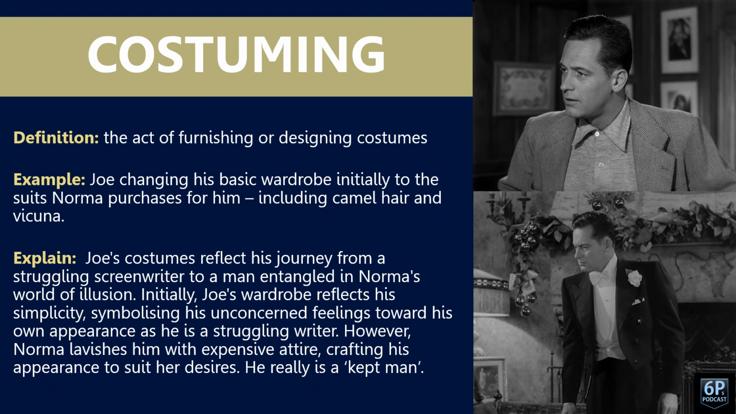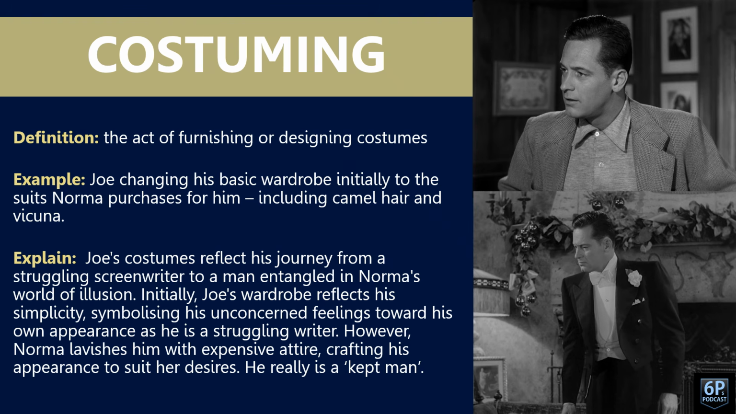Costuming, pretty straightforward. What the characters are wearing. We've got two clips or two frames here of Joe, one in his casual attire before he meets Norma, and then afterwards as well. Norma purchases him, I think, a camel hair coat and a vicuna suit as well. Joe's costumes reflect his journey from a struggling screenwriter to a man entangled in Norma's world of illusion.